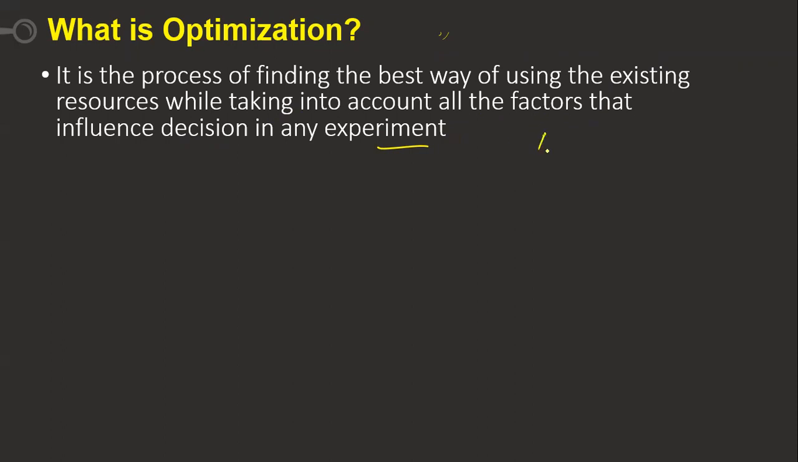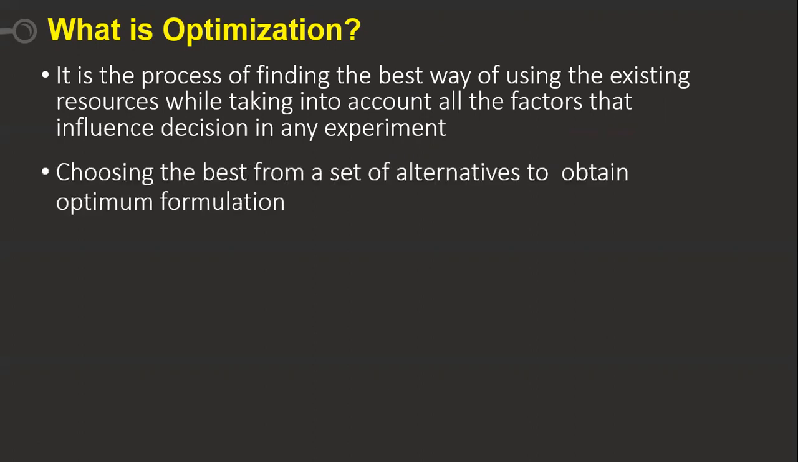Suppose there is a factor A, a factor B, and a factor C. By adjusting these levels, how can I get the optimized solution? That is what I'm going to see as optimization. It is choosing the best from a set of alternatives to obtain optimum formulations. Suppose there are trial 1, trial 2, trial 3. Which trial has given my best result? That is what I'm going to take. That's called optimization here.